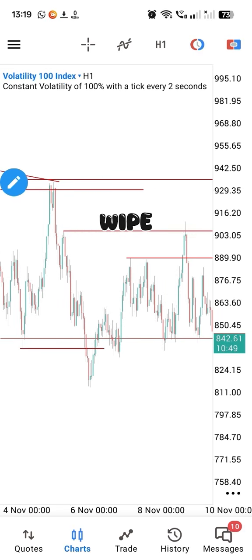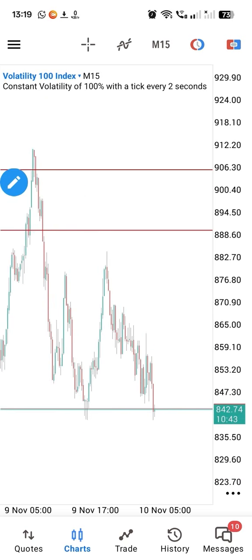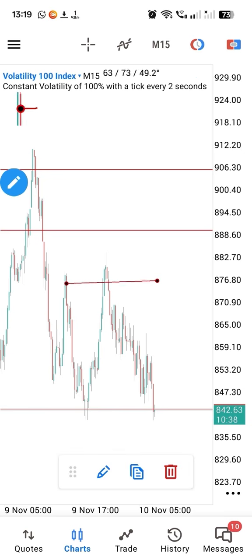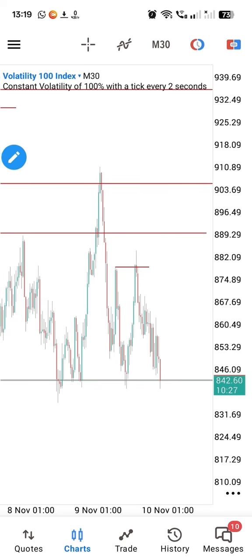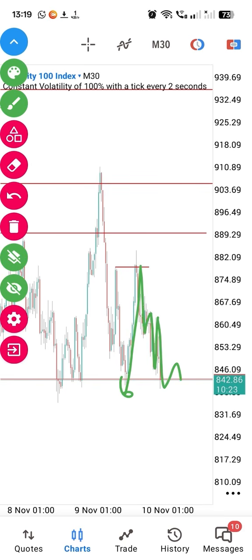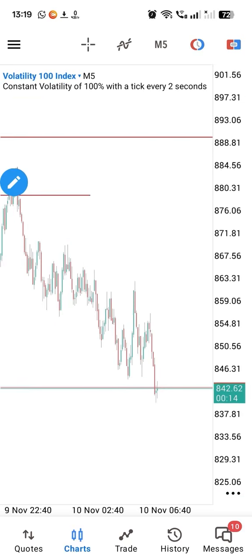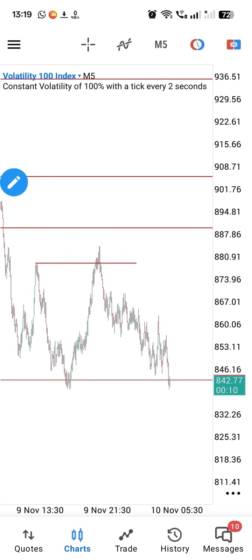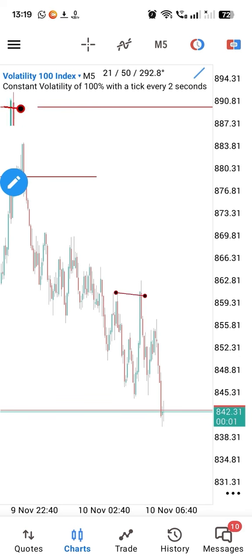After the sweep here, there's a wipe above that, and now we have to focus on why we want to sell. It keeps on giving us more sweeps and stop hunts and wipes above previous highs, and this rejection from the previous highs is also a confirmation that price wants to keep on dropping down. So why are we selling and where are we going to sell?